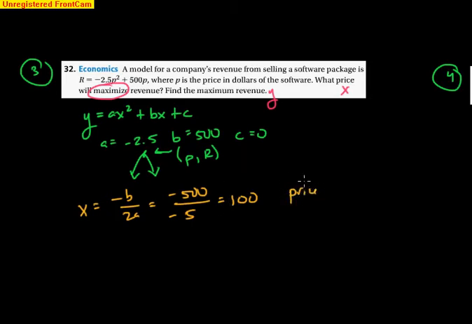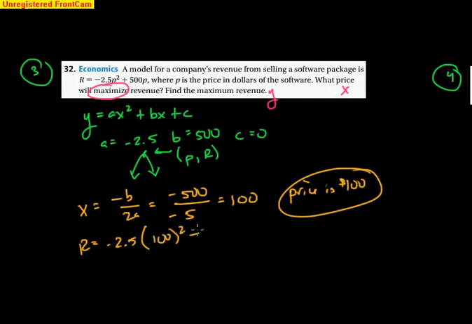So the price is $100. And now they want to know, what is the maximum revenue? Well, plug 100 back into the equation. R equals negative 2.5 times 100 squared plus 500 times 100.